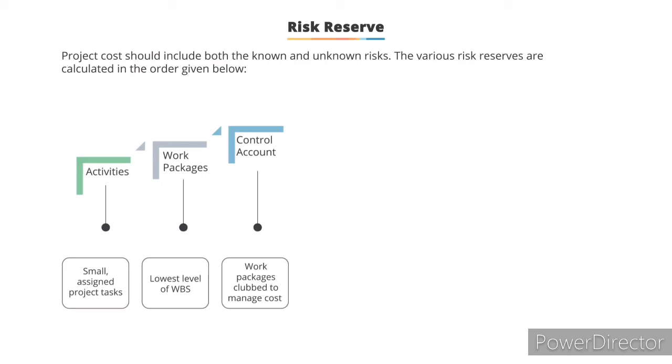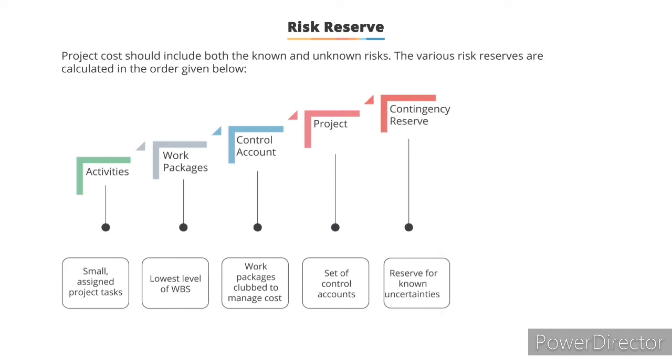One or more work packages are aggregated or clubbed together to create a control account and manage the costs of the work packages. Next, the project costs are identified. There can be multiple control accounts in a project. Now, once the project cost is calculated, some reserve is added to take care of any uncertainties.